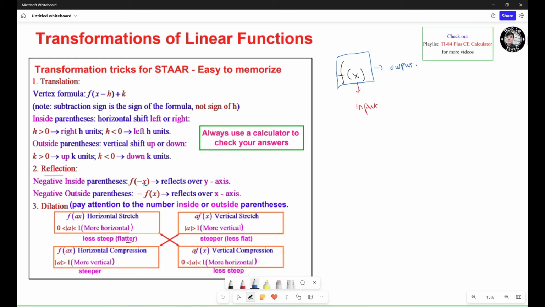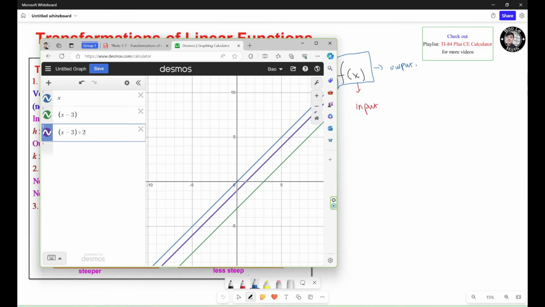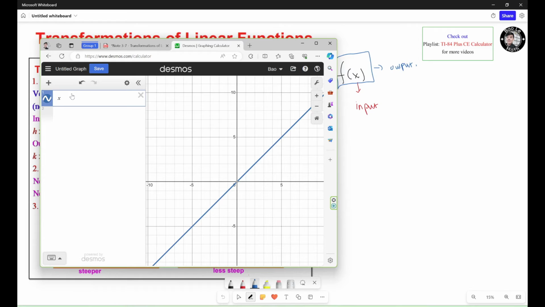Alright, so if you multiply the input by negative 1, the graph reflects over the y-axis. If you multiply the output by negative 1, the graph reflects over the x-axis. Alright, so let's take a look at the example. I have the parent function right here.